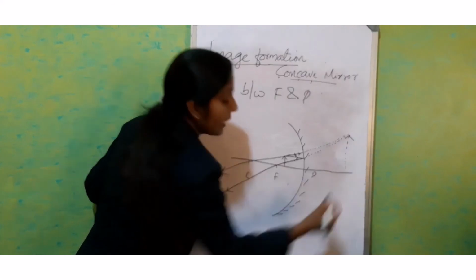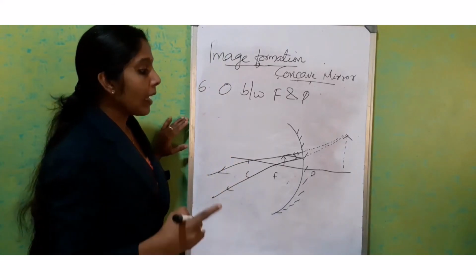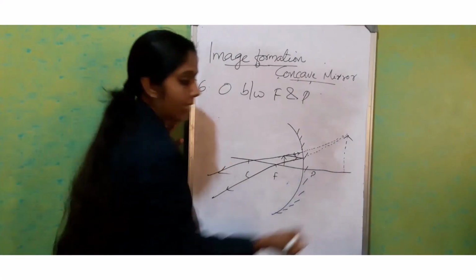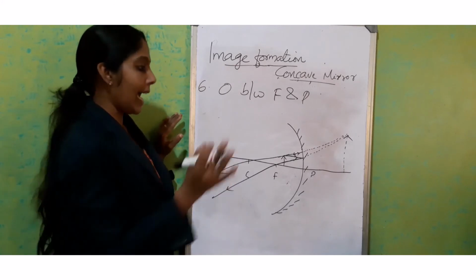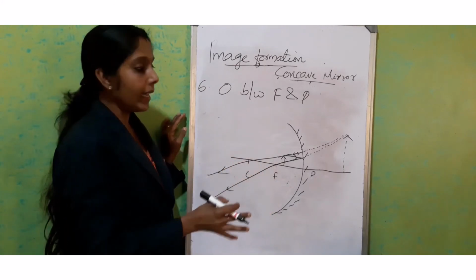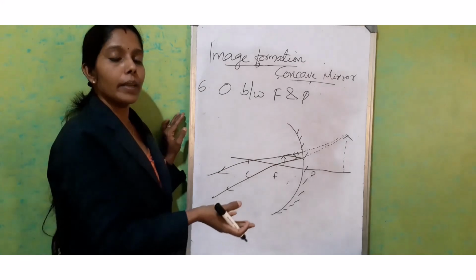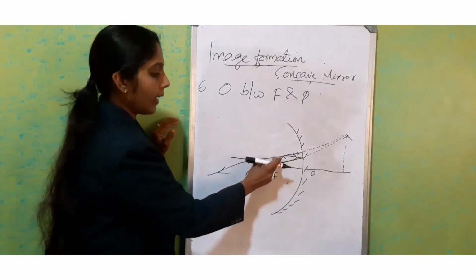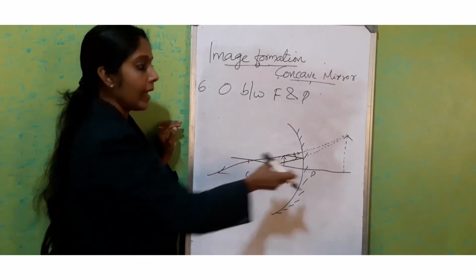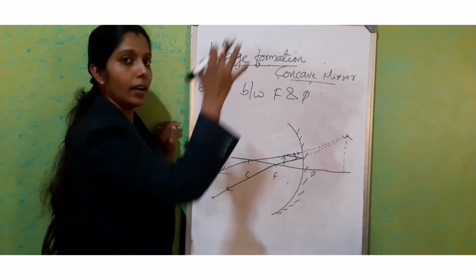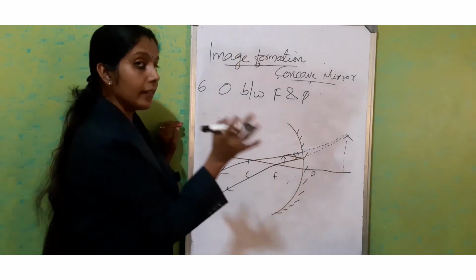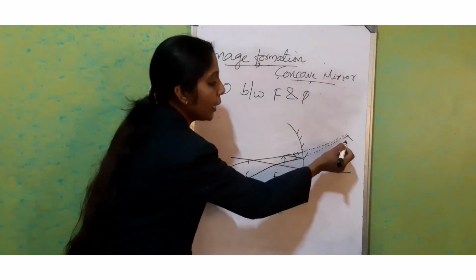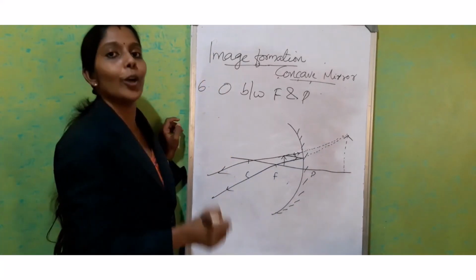It is erect in nature and bigger in size, and it's a virtual image. Actually, these rays are not meeting, but it appears to meet towards a point. If you see the size, this is the size of the object, and we got the image with a bigger size, and it's a virtual image. That's why we need to represent it with a dotted line.